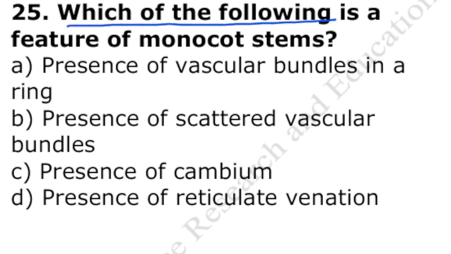Which one of the following is a feature of monocot stem? Presence of vascular bundles in a ring, presence of scattered vascular bundles, presence of cambium, presence of reticulate venation. The presence of vascular bundles in a scattered form.